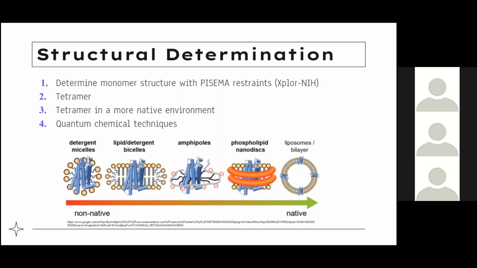And the fourth step is to use quantum chemical techniques to narrow in on areas of interest. And it's unrealistic to do it for the whole molecule, but it's definitely a great idea for some parts of the molecule of the protein.